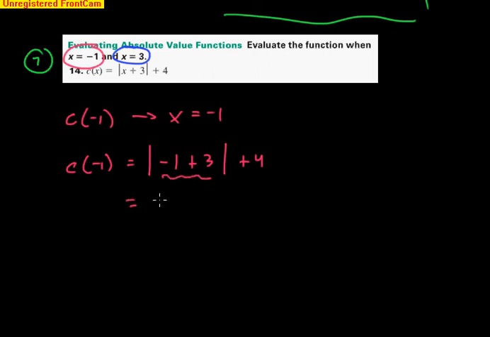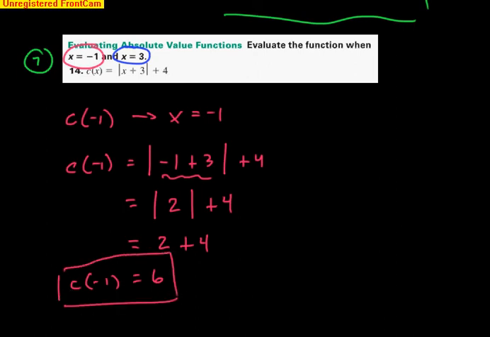I need to get a single number in here first. So it's going to be the absolute value of, and negative 1 plus 3 is positive 2. Now I have to take the absolute value of this. The absolute value of 2 is 2. I'm going to add 4 to it on the end because it says add 4. And there's 6. So c of negative 1 is 6.